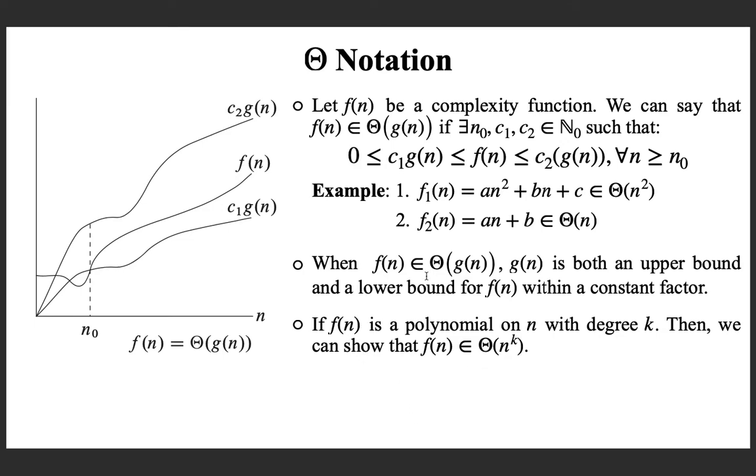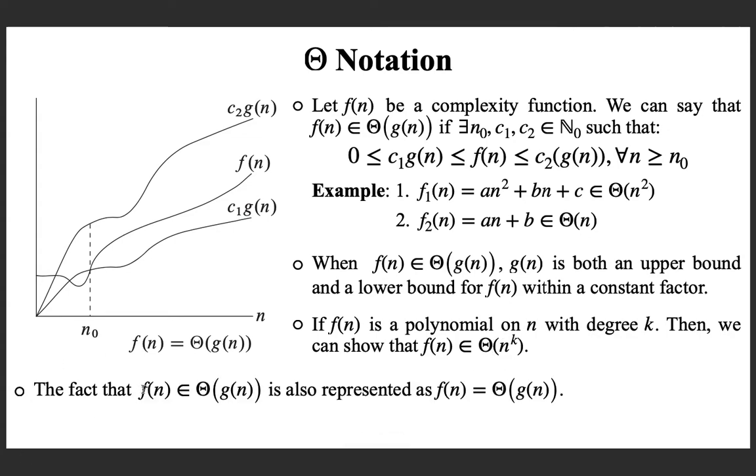And if f of n is a polynomial like this of degree k, here it is of degree 2, you will say that it is order of n square. Here it is order of 1 because n to the power 1 is this. So, it is order of n under theta notation. In general, if this function is a polynomial of degree k, that is n to the power k, you will say that f of n is an element of theta of n to the power k. So, this is the complexity function.